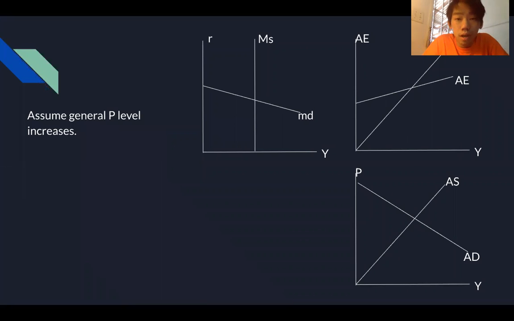So first off, let me see if I can move this just a little bit. Hopefully this is fine. So we have our three graphs, which are the money supply, the money market, the AE market, and we also have our aggregate demand, aggregate supply market. In the general case, we're going to start off saying, let's assume that the general price level increases. What's going to happen to the market?